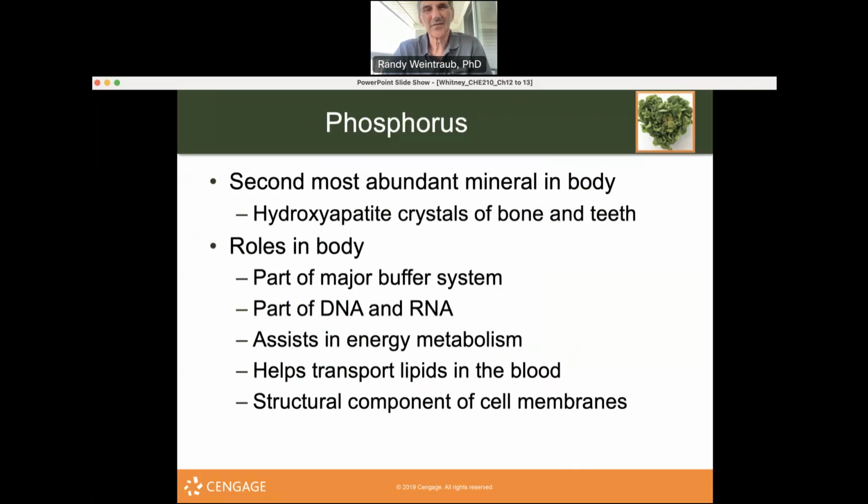Phosphorus, the second most abundant mineral in the body, makes up hydroxyapatite crystals, which give strength to bone and teeth. Other roles of phosphorus: components of buffer systems, DNA and RNA, and energy systems, part of the ATP system, transporting lipids in blood as lipoproteins, and a structural component of cells.